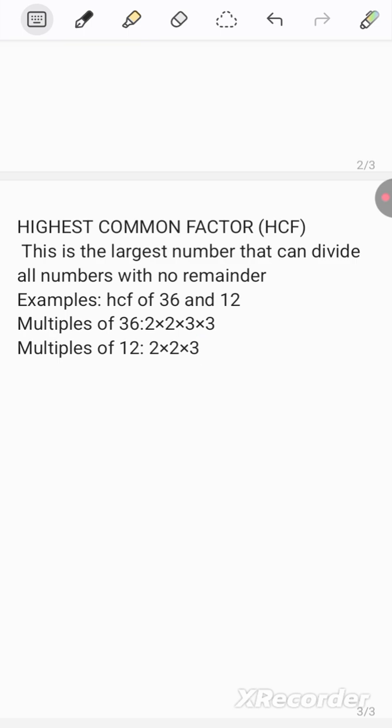From here, we can see the common factors are 2, another 2, and 3. So the HCF will be the product of all those common factors. The HCF is 2 multiplied by 2 multiplied by 3, which is 12. So the HCF of 36 and 12 is 12. Now let us look at other examples.